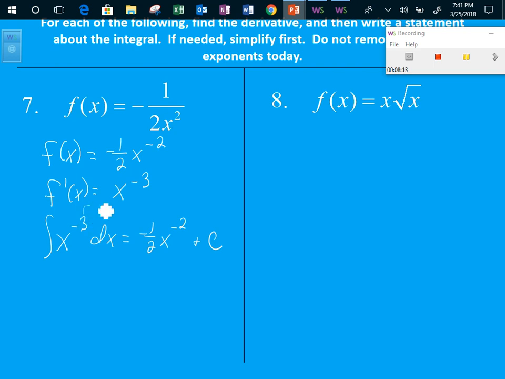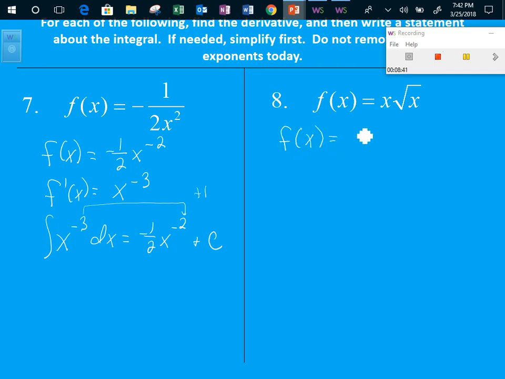Let's put some more things together. To go from negative 3 to negative 2, notice that we added 1 to the exponent. So notice that if we add 1 to that negative 2, I'm at negative 1. And then we're going to multiply by the reciprocal. So that's where that negative 1/2 comes from. So we'll add, and then I'll multiply by that reciprocal. Here's my number 8.